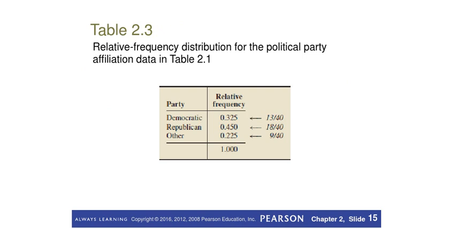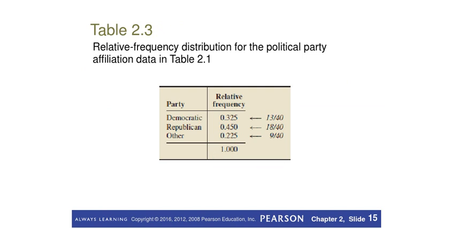That's the relative frequency. 13 out of 40, or 0.325, is what we consider the relative frequency. When we counted Republicans, we counted 18 out of 40. That comes to 0.450. That is a relative frequency. 9 divided by 40 was 0.225, right? And what should happen in terms of these decimals is if you add them up, you should get 1.000.